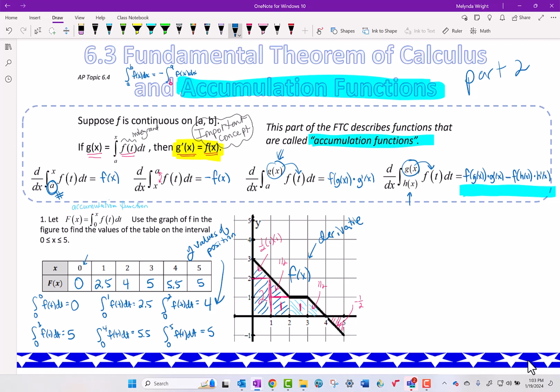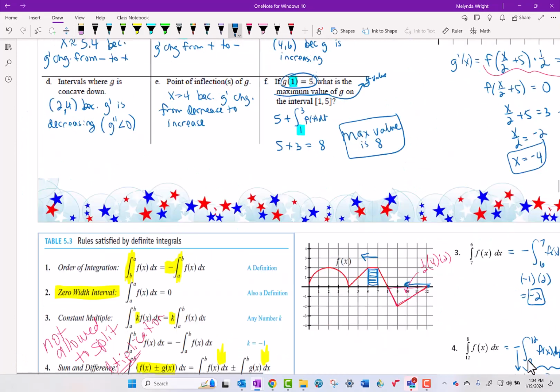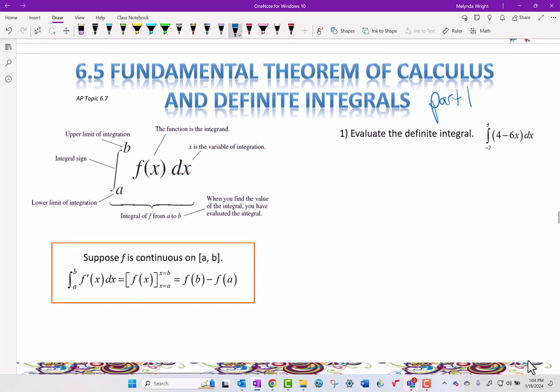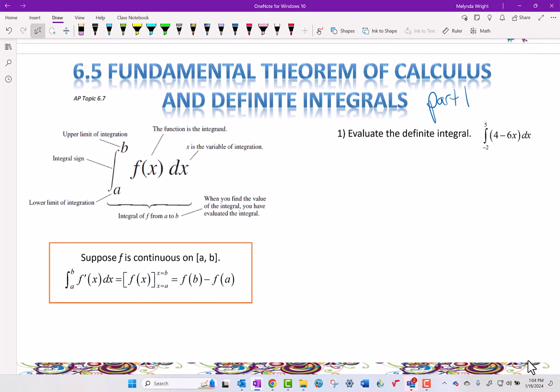That's fundamental theorem part 2, the accumulation function and the derivative of the integral. Remember, they undo each other and we're left with the integrand. Okay, just want to remind you, that was our part 2. What we're going to be doing today is looking at part 1. So part 1, to be honest with you, we use more frequently than part 2.